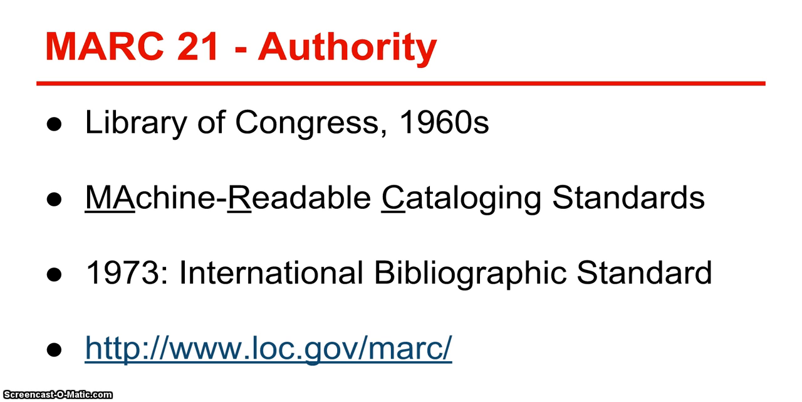MARC 21 is an encoding schema. Its purpose is to make bibliographic descriptive elements machine-readable. The Library of Congress maintains standards for MARC 21. Information can be found at the website listed here.